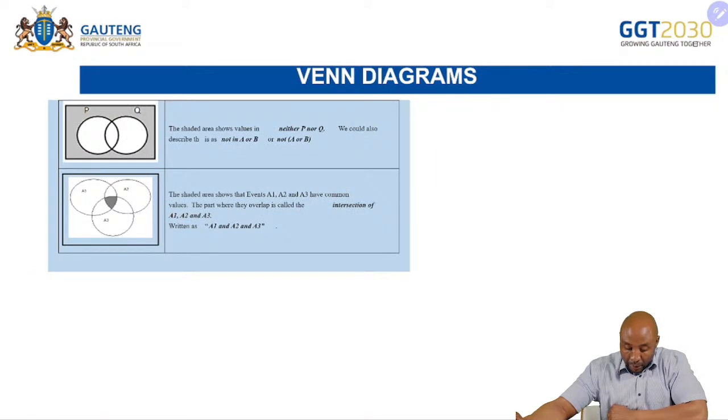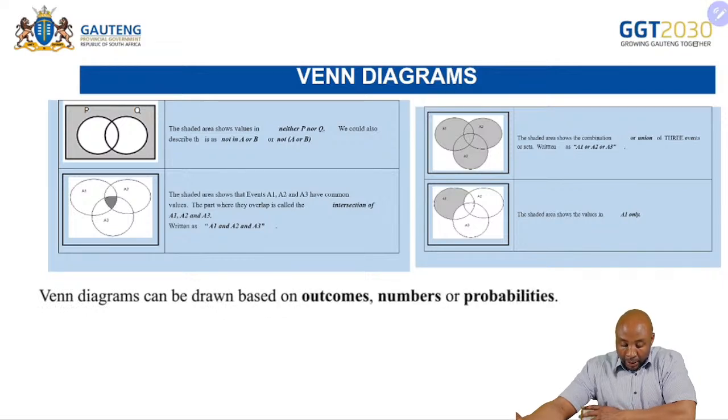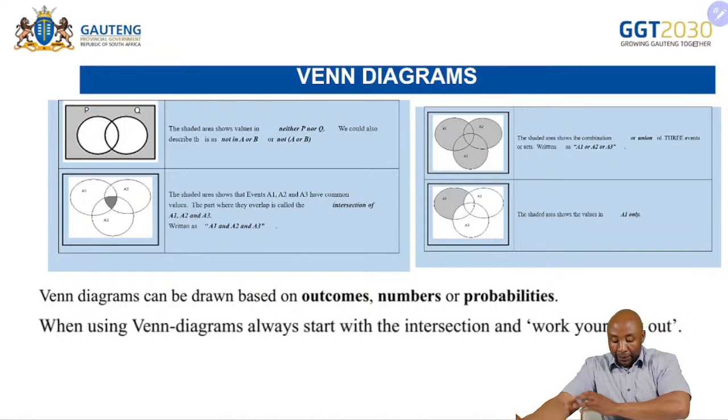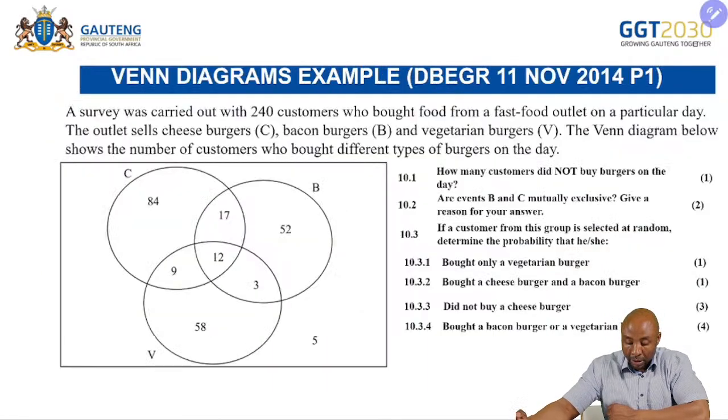We have talked about the two events and the three events. When you have A1, A2 intersecting, we have that as a common area. And then we also have A1 or A2 or A3. You are able to see that. A1 only, you are able to see that it's only the A1 part that is shaded. So Venn diagrams, we can use numbers, or we can use our outcomes, or we can use probabilities in Venn diagrams. And when using Venn diagrams, we always start from the intersection and we work our way out. Let's check.